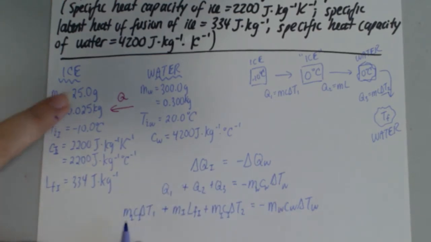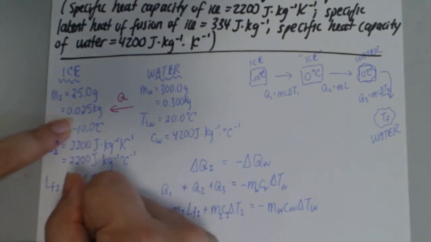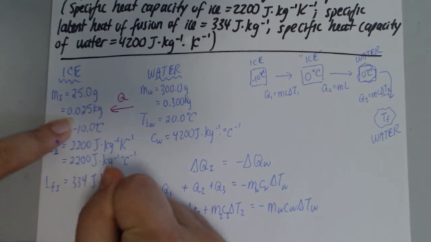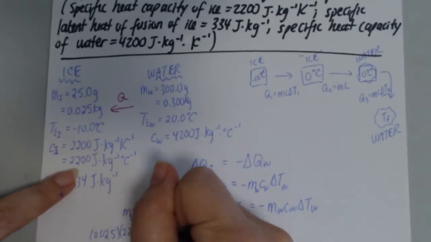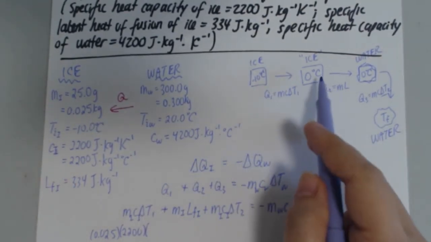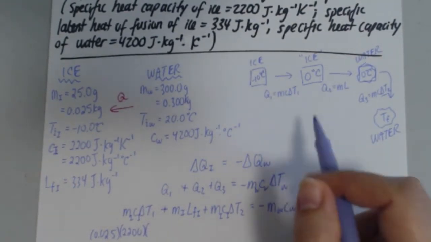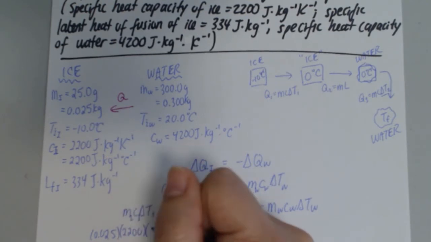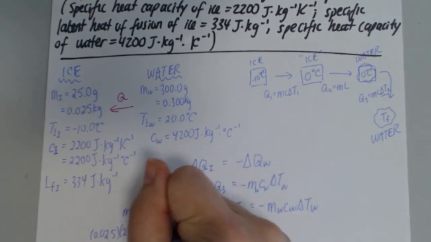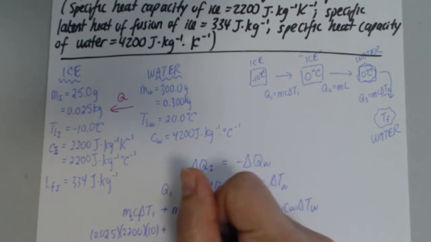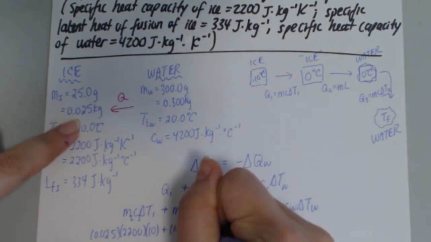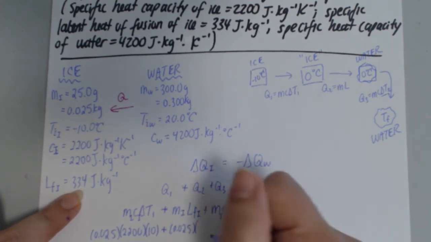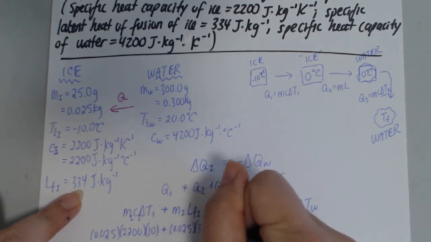So the mass of the ice, actually we're going to use the kilogram one, 0.025 kilograms. C is 2200. Delta T, so it's going from -10 to 0. So that's an increase in temperature of 10 degrees Celsius. So we're going to stick that in there. Plus, again, mass of ice, the mass is not changing. So 0.025 times the latent heat of fusion of ice, that's 334.